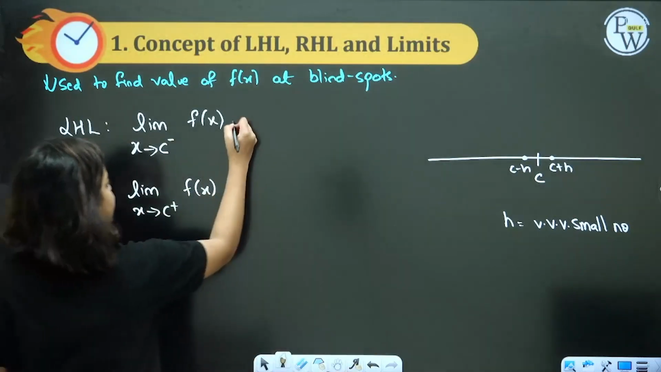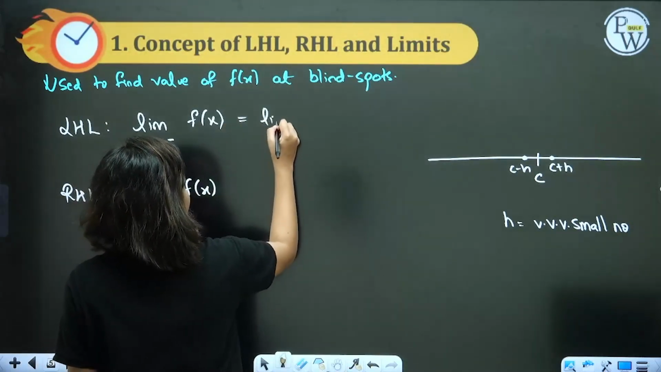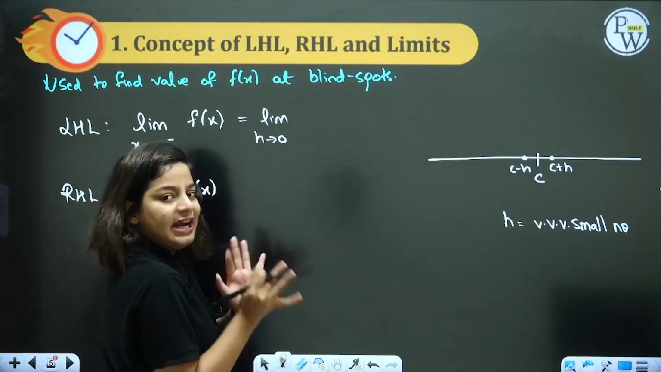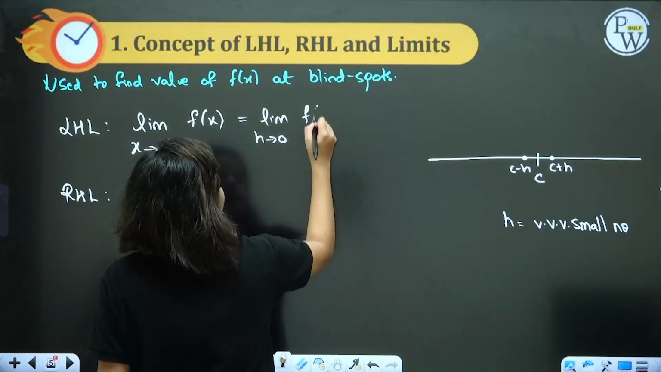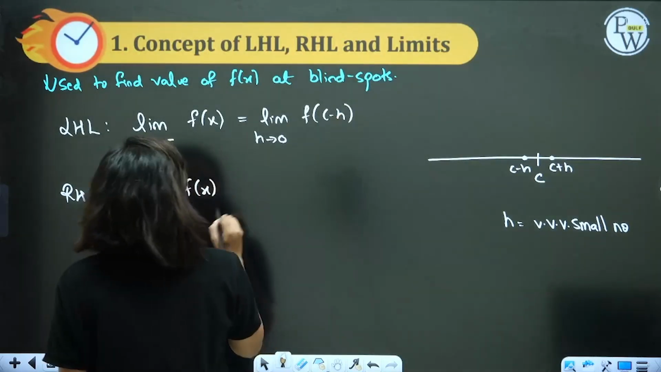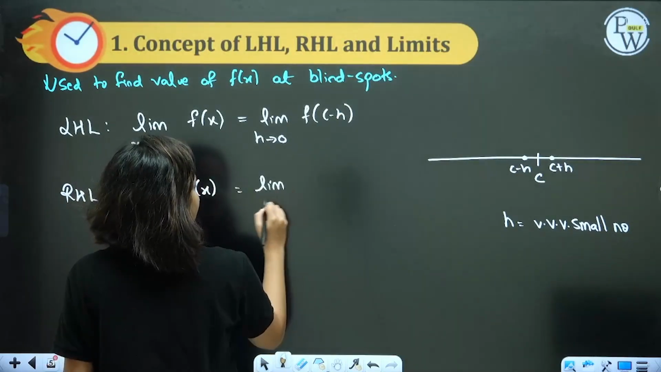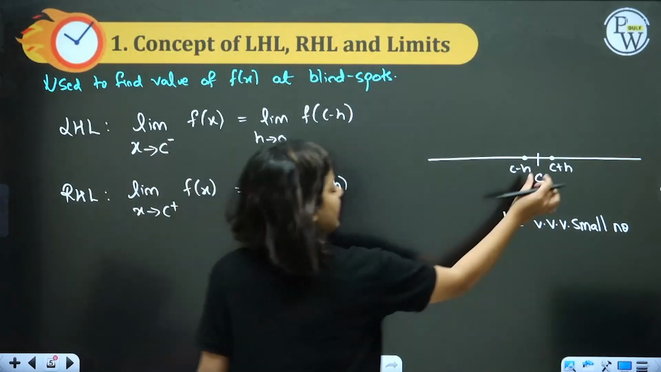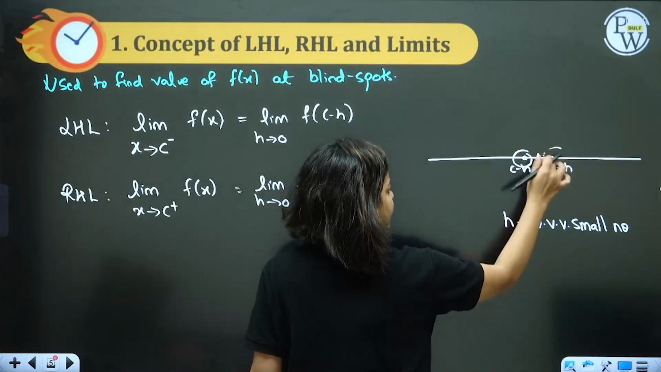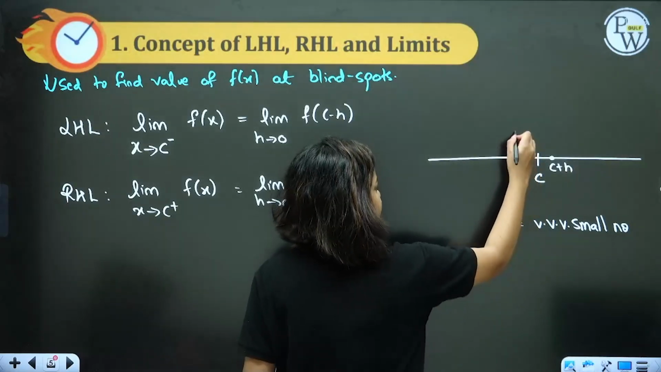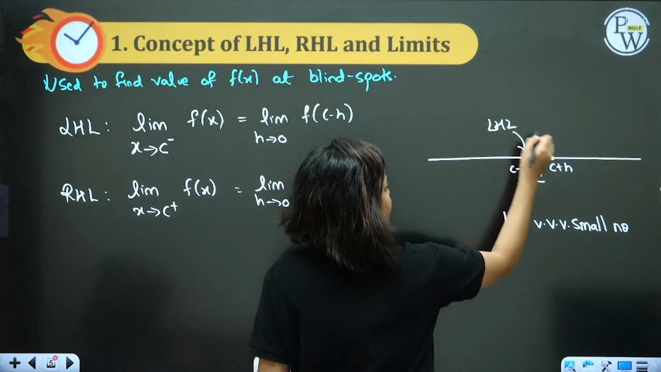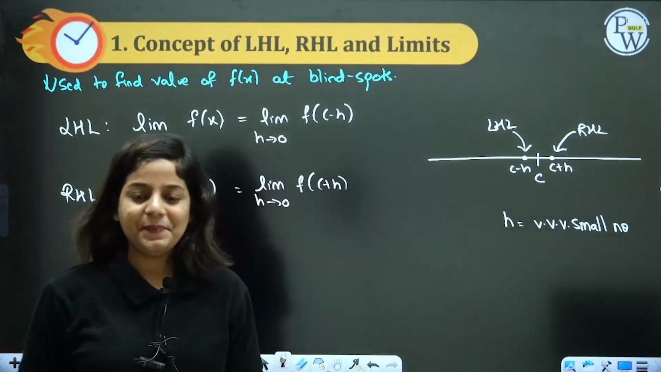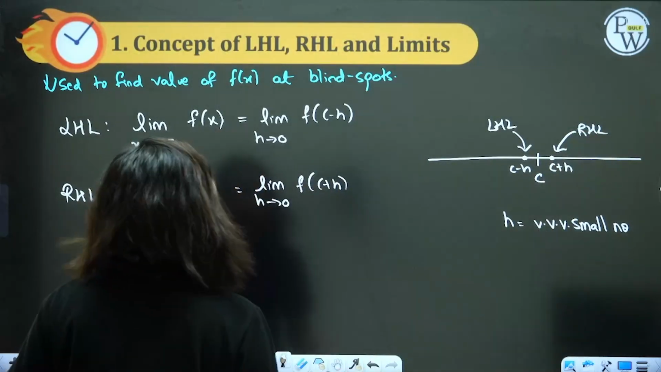So this LHL can also be written as limit h tends to 0, f of c minus h. And right hand limit, again h is a very small number, f of c plus h. That means the value of the function at c minus h and c plus h. The c minus h becomes LHL and c plus h becomes your RHL. Easy.